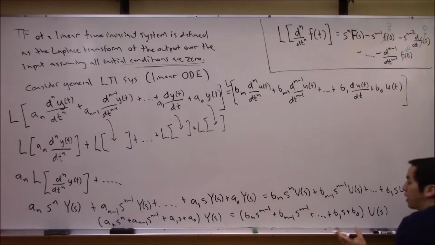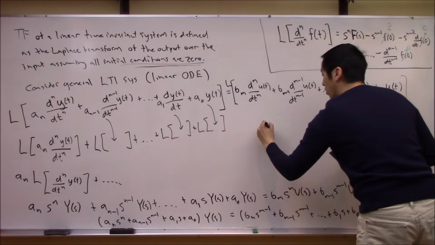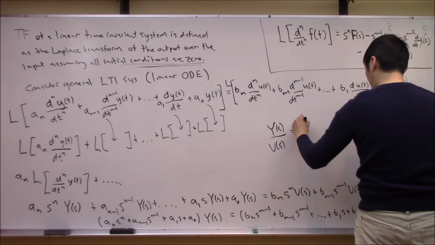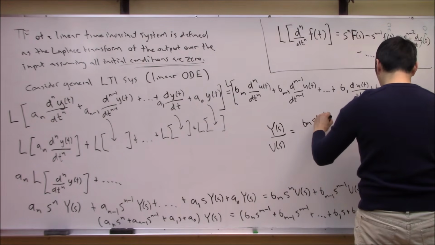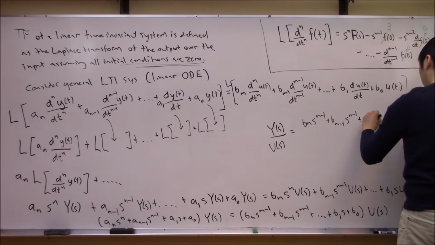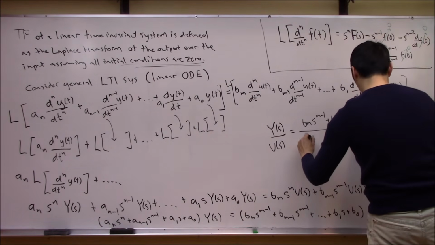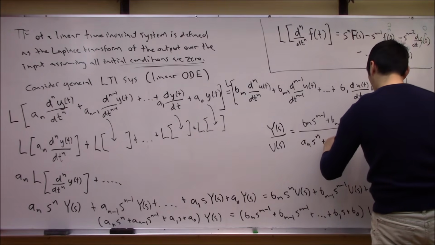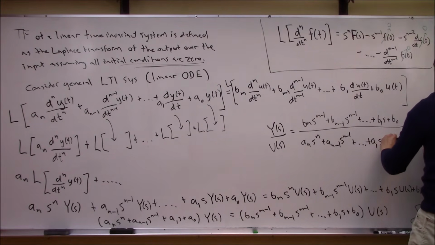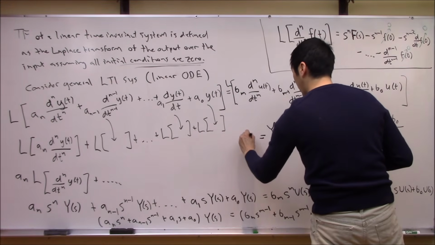And at this point, it's basically solved for the ratio of Y over U. Maybe I'll do this in this big blank space here. So Y(s) over U(s) is just going to look like b_m s^{m-1} + b_{m-1} s^{m-1} + and so on, all the way down to b_1 s + b_0, all over s^n + a_{n-1} s^{n-1} + ... + a_1 s + a_0. And we said this earlier, this is the transfer function of the system.